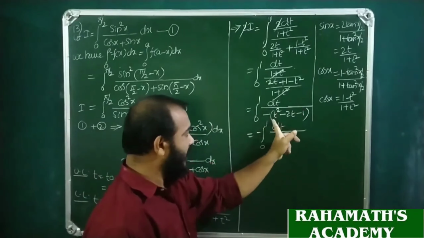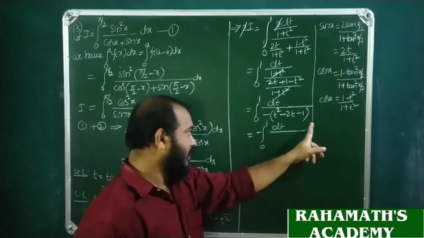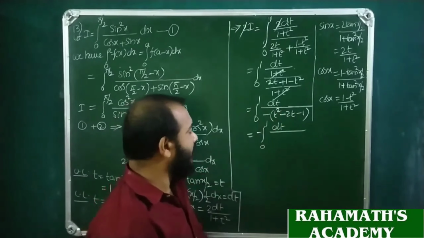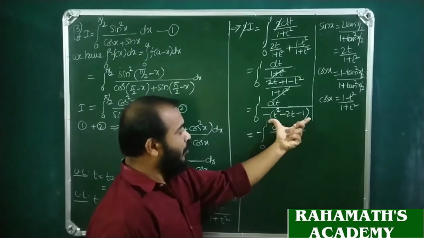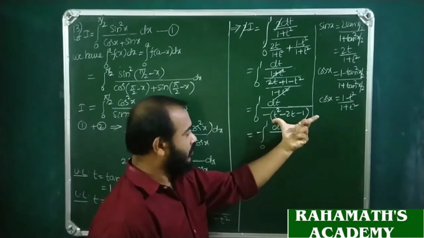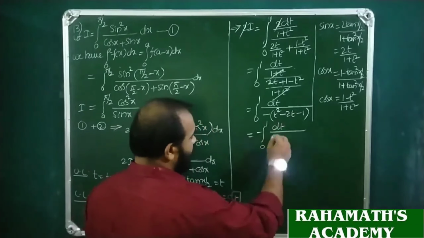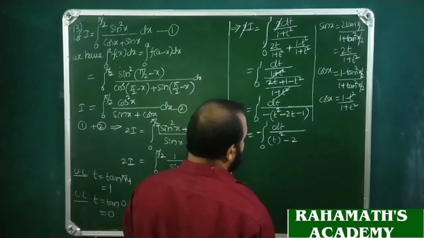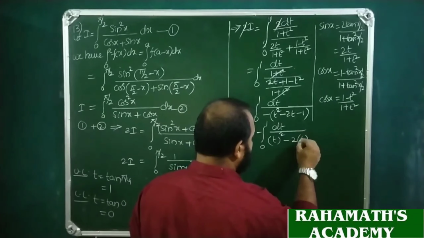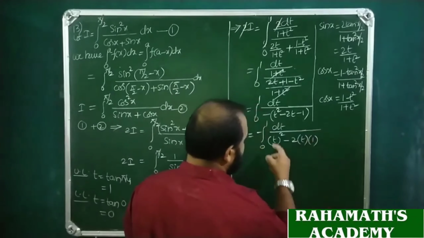This is of the form 1 by ax square plus bx plus c, so we use the completion of square method. This is a minus b whole square. We need to substitute and change. So t whole square minus 2 into t into 1.